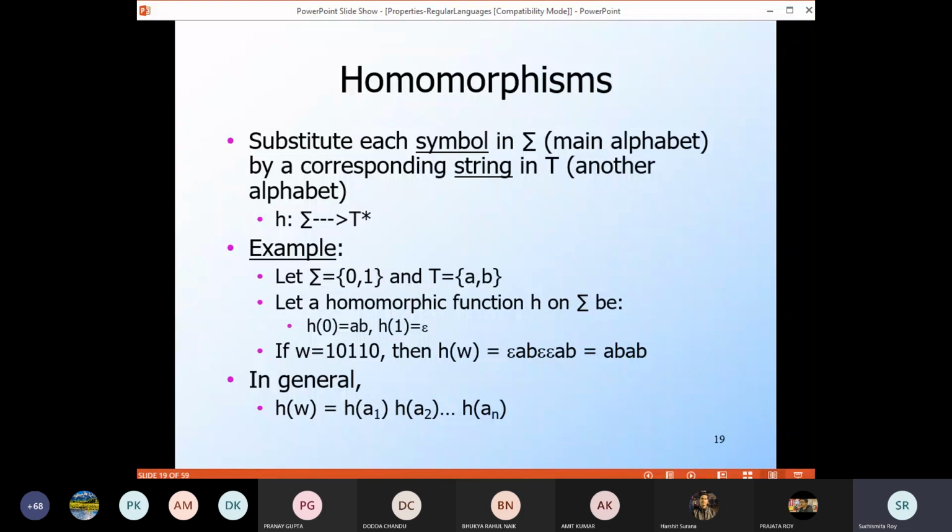So if you apply this homomorphism to the given string W here, you can see 10110, then the morphed string would be something like this, which is ABAB. This is how you apply a homomorphism to a given string from the first set. In general, you apply the homomorphism to each symbol in turn and concatenate these strings to obtain the homomorphic image.